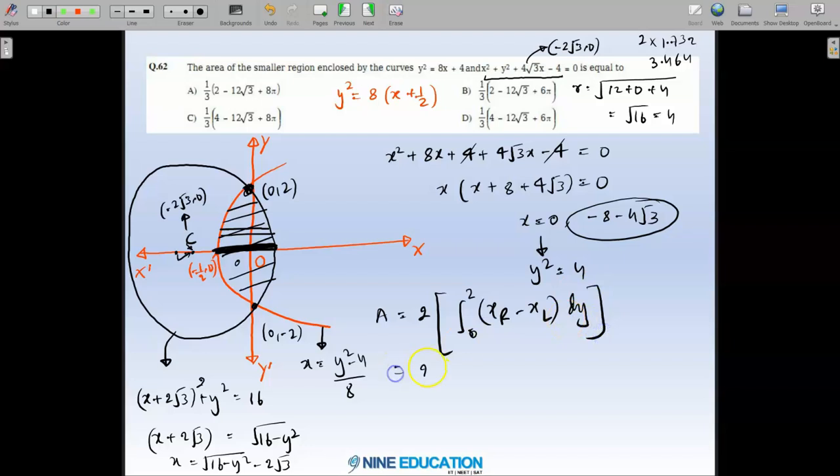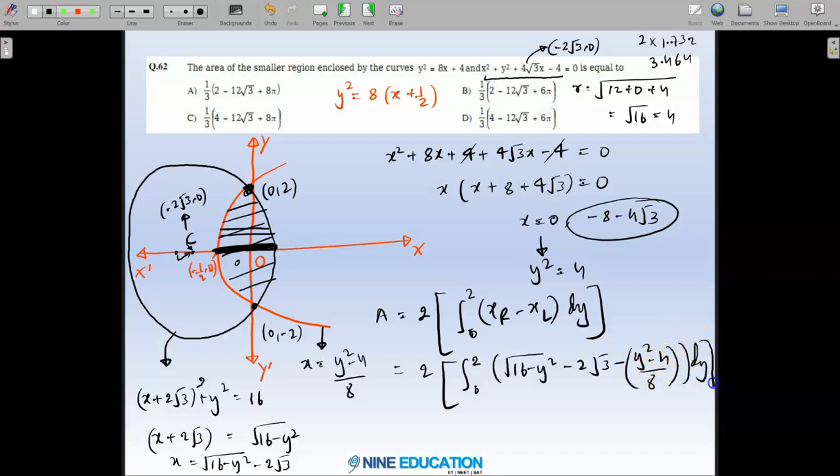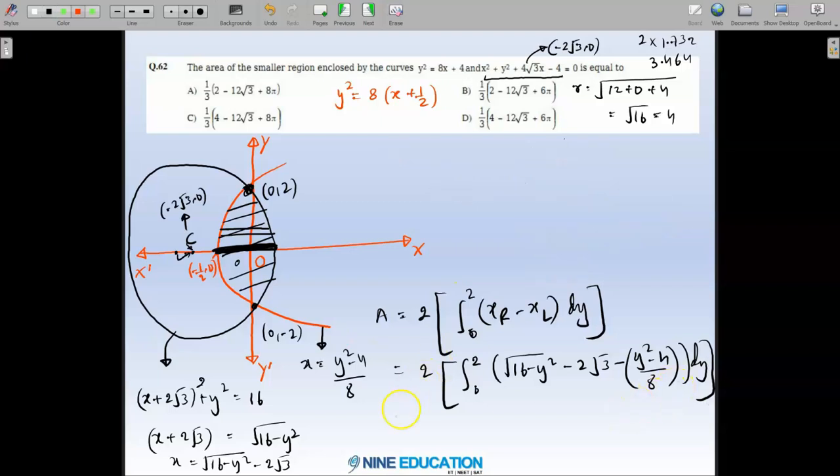So this is going to be 2 times integration 0 to 2. The right side curve is the circle, which is root over 16 minus y square minus 2 root 3, and the left side it is (y square minus 4) by 8. So we have to perform this entire integration with respect to y, put the limits 0 to 2, and then we have to multiply with 2. So let's perform this integration.